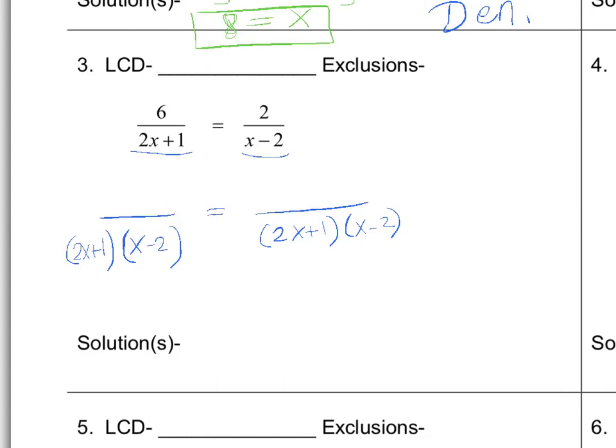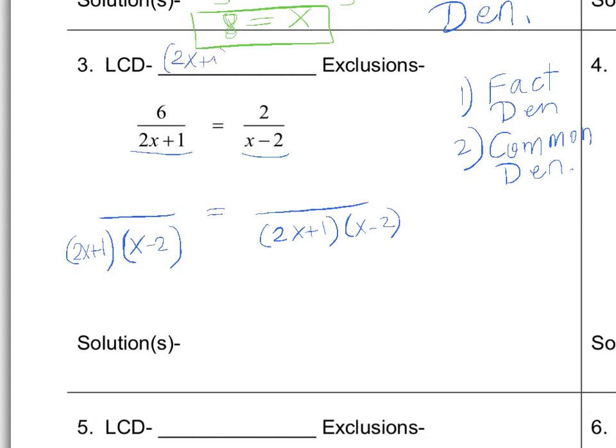So this is number 1, to factor the denominator, but you couldn't do that. So you move on to number 2, which is find the common denominator. Since they are different, my common denominator is to multiply them together. So my LCD is 2x plus 1 times x minus 2.